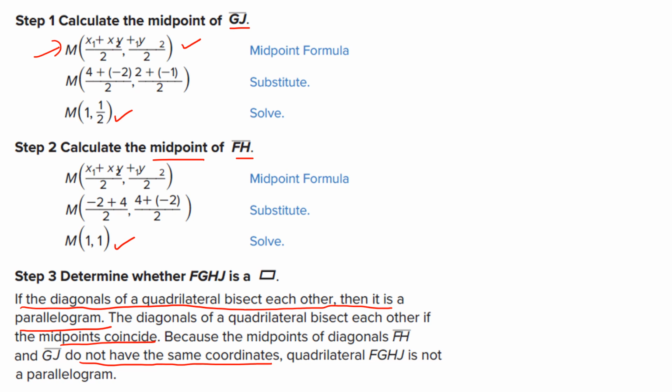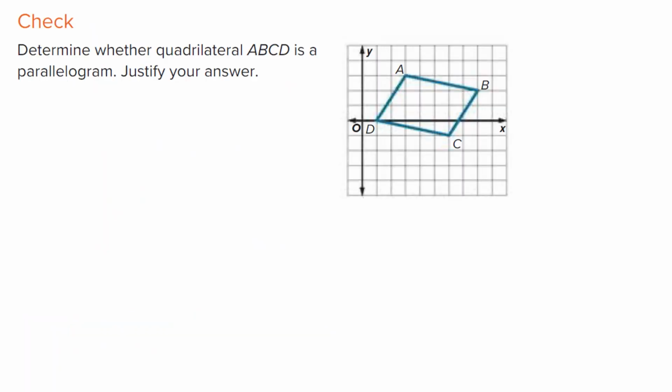No, not at all. So quadrilateral FGHJ is not a parallelogram because the middle point is different, so the diagonals do not bisect each other, so it cannot be a parallelogram. So the test for parallelogram fails in this question.